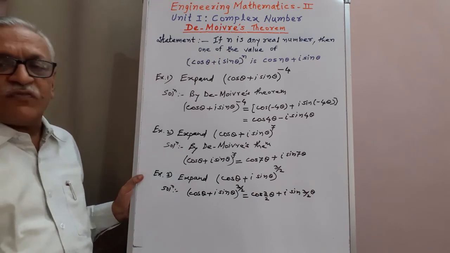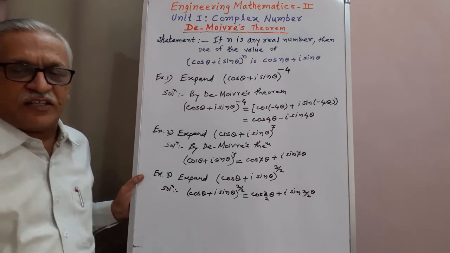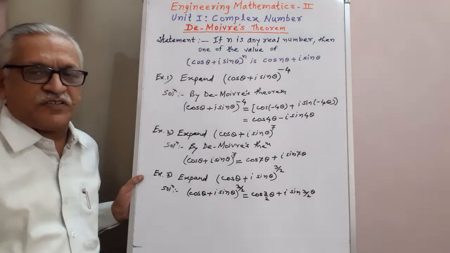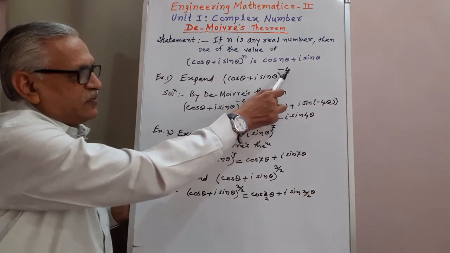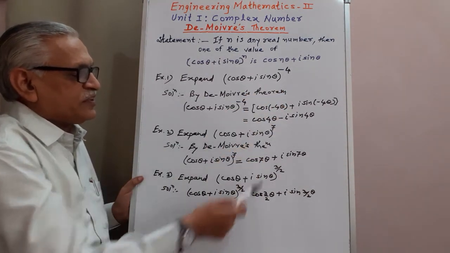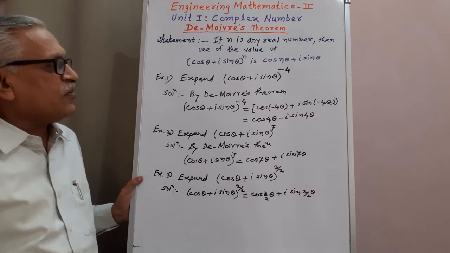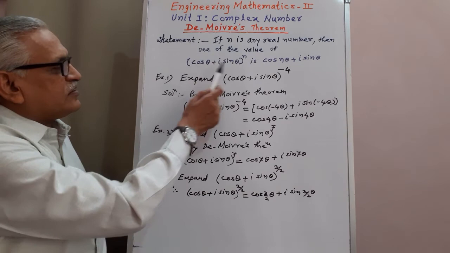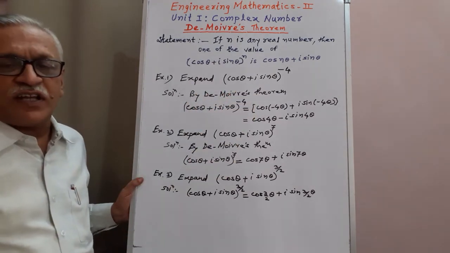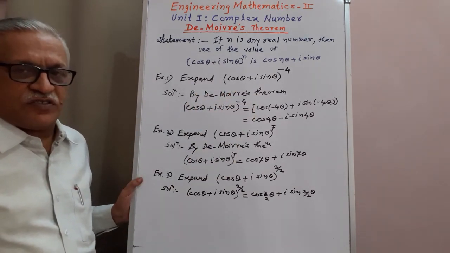Therefore, with one example, I have explained how we can use De Moivre's theorem, whether n is a negative integer, a positive integer, or in the form of p by q. For every case, this statement is true, and we can use De Moivre's theorem.